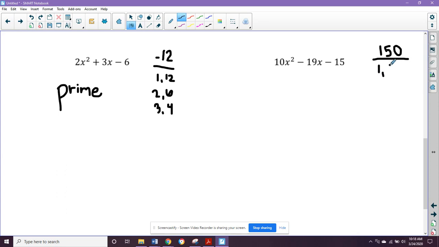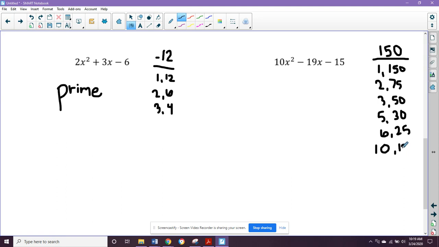1 and 150. 2 and 75. 3 and 50. 5 and 30. 6 and 25. 7 doesn't go in. 8 doesn't go in. 9 does not go in, but 10 does. And 10 would be our last factor.